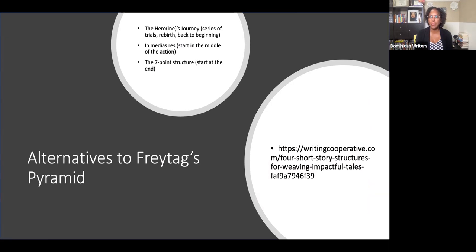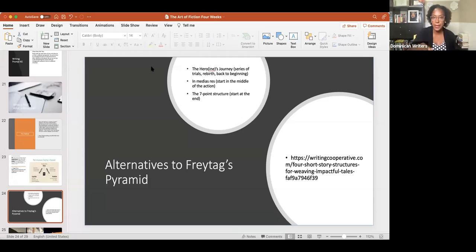So there are alternatives to Freytag's story pyramid. And some of them have to do with what I like to call story traditions. And so, there's the hero or heroine's journey, which really is more like a series of trials that lead to rebirth, that lead to a stronger and very obviously transformed person.